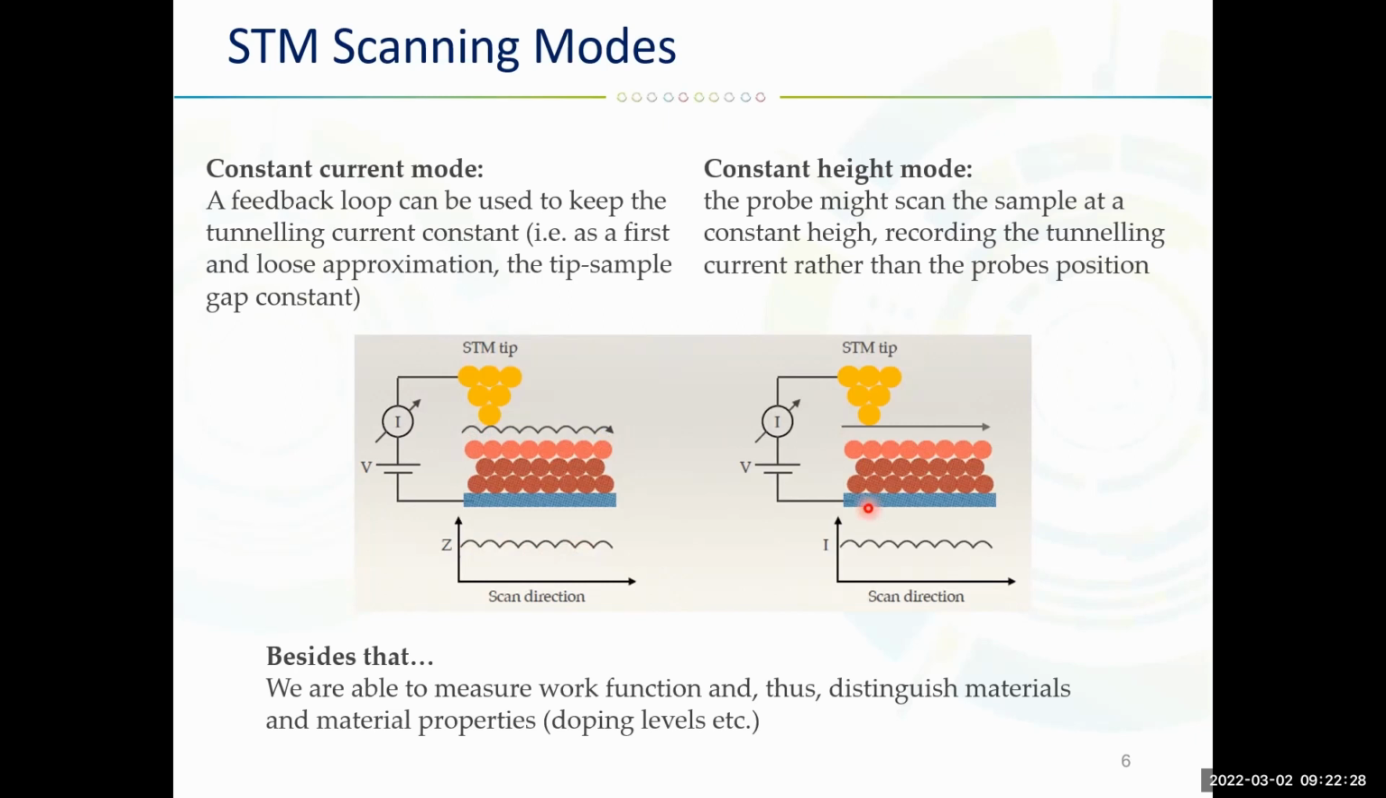But if the sample is rough or has some large particles on the surface, the tip may contact the sample and can damage the surface. So in this case, the constant current mode is applied, which is shown here. And in this case, during the scanning process, the tunneling current will stay constant, but the distance between the tip and the sample will be variable.